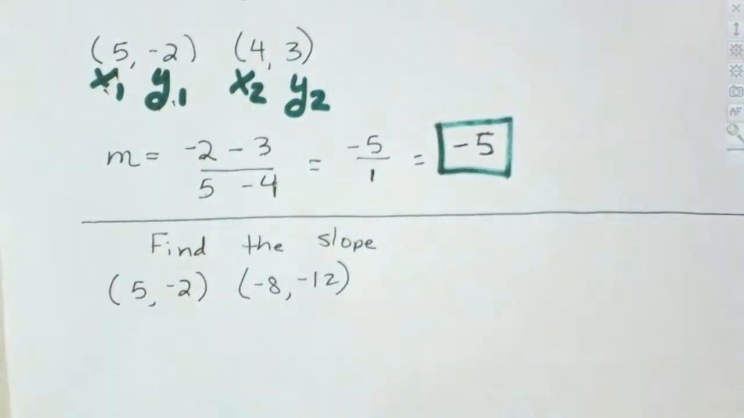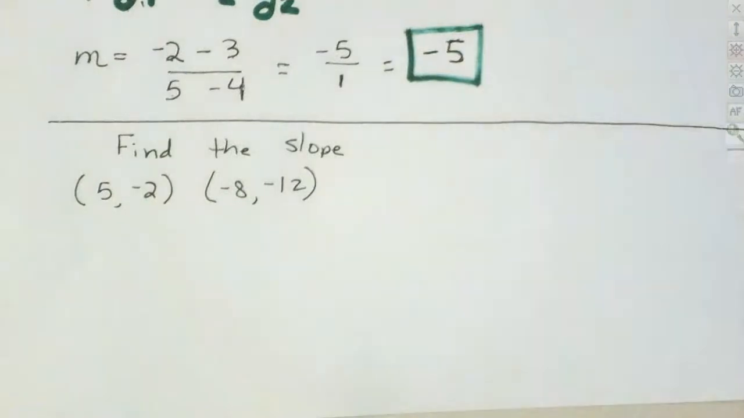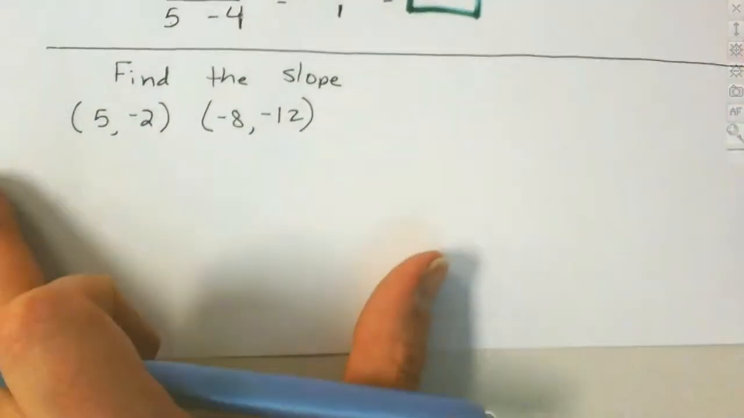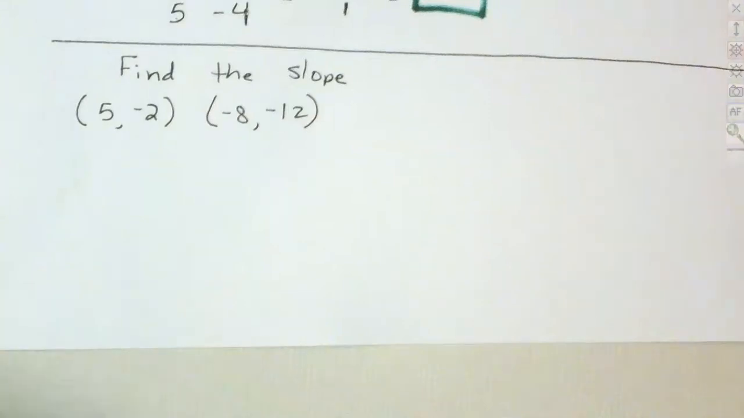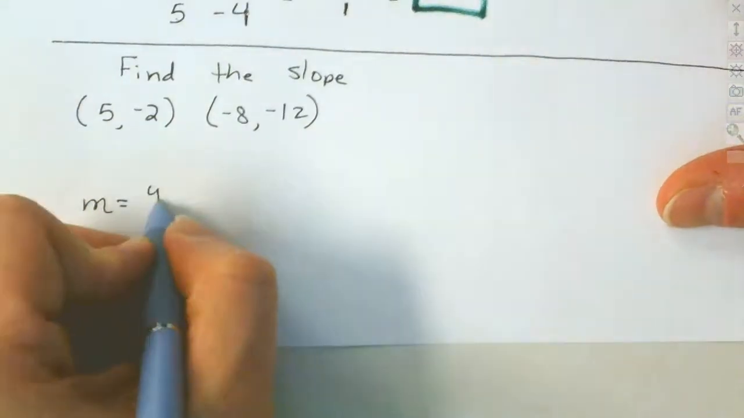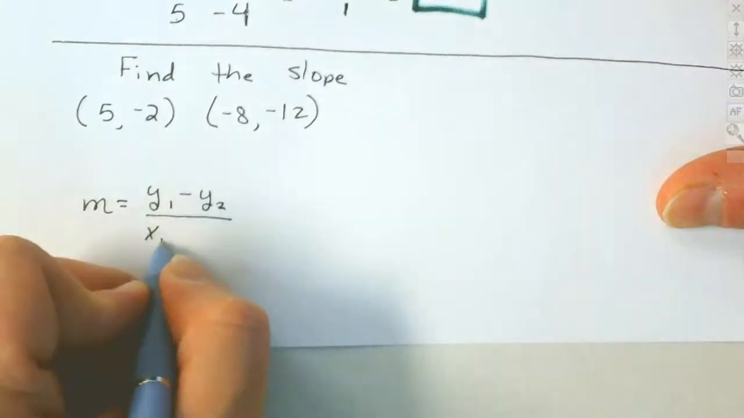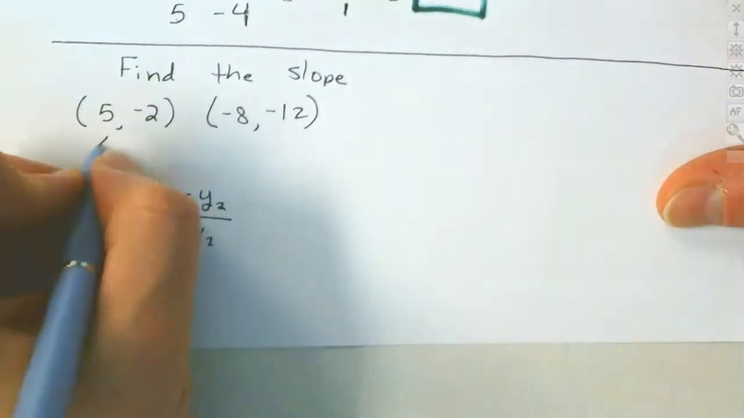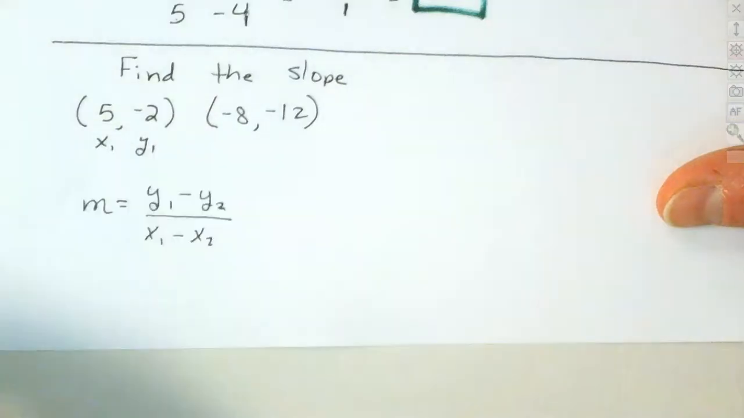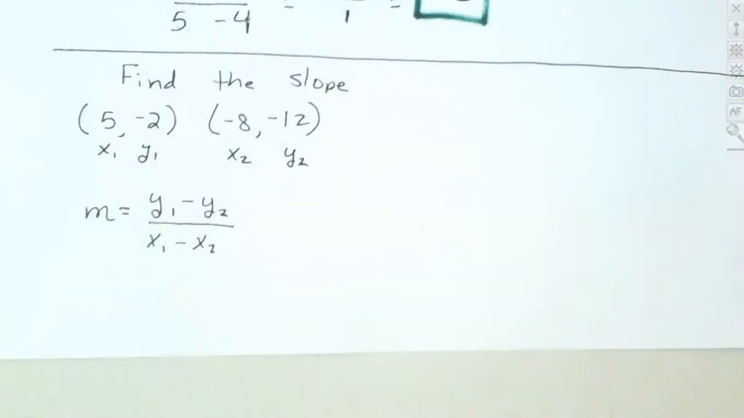And I picked this one on purpose and made this one up. This one's going to have a lot of negatives, double negatives. We have to be very, very careful with the double negatives. Whenever I need a formula, I always like to write it up. The more times you write up a formula, the easier it becomes to work through. So m is y1 minus y2 over x1 minus x2. And then I label x1, y1, and x2, y2.